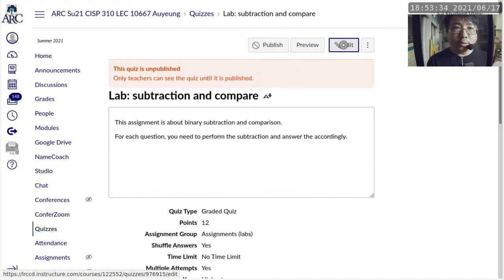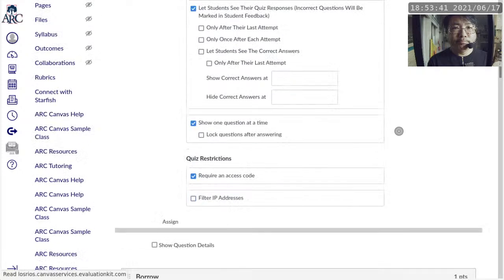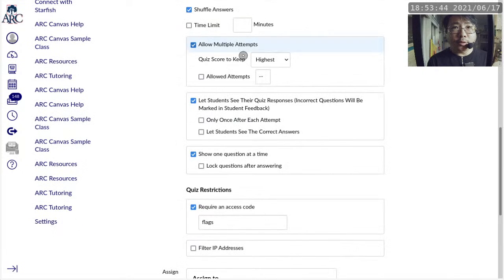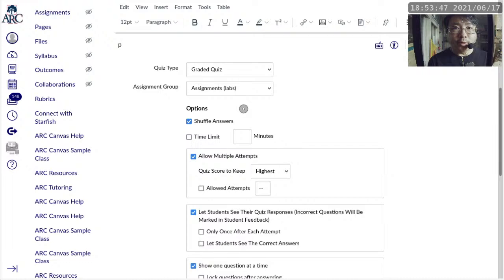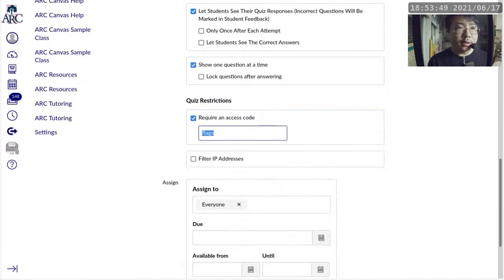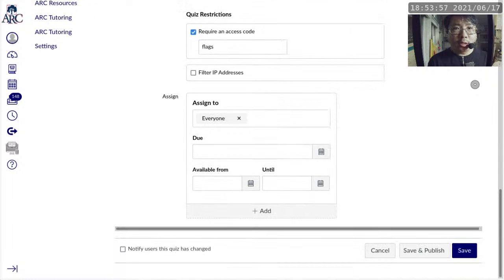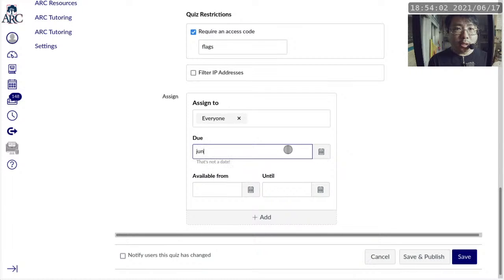And let's see, we'll go to edit so you can see the access code. All right, so here's the access code. It is flags. Right here, I'm going to copy that to the text channel. So flags is the access code of the lab, and the lab is going to be due tonight at 8:20 p.m. So today is June 17th, 8:20 p.m.